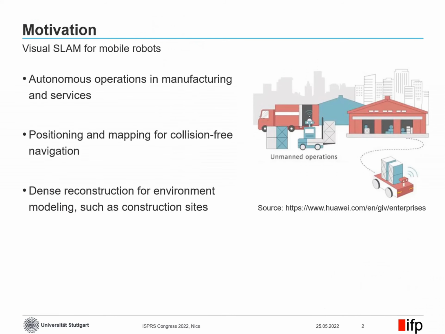The motivation behind this work is that mobile robots are being increasingly deployed in various scenarios, such as autonomous operations in manufacturing and services. Visual SLAM is an essential part to provide the robot's position and a map for collision-free navigation. Besides, dense reconstruction is important for environment modeling, such as for construction sites.